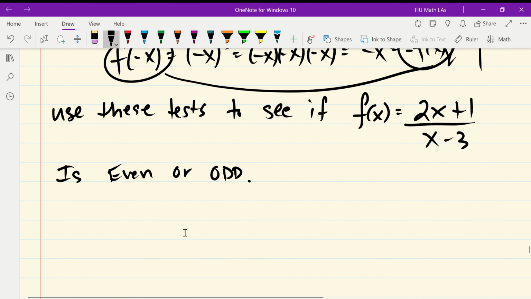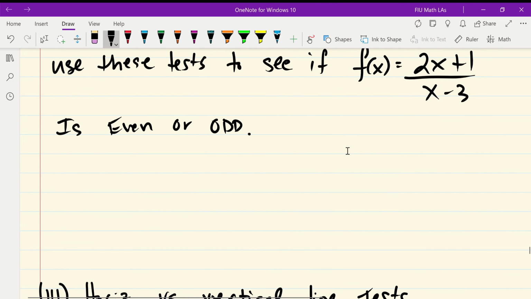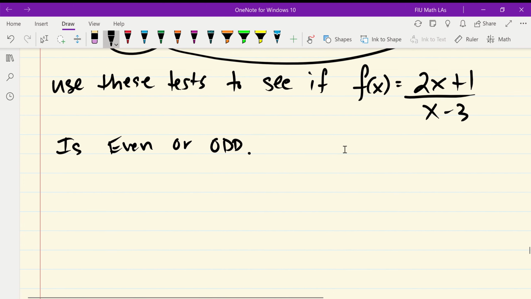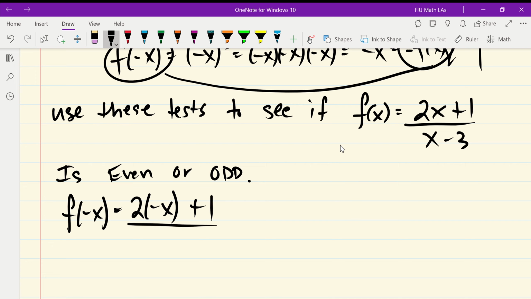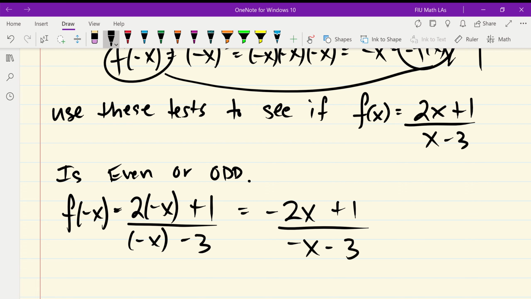And if we want to use these tests to figure this thing out, hey, is this thing even or odd? Let's go ahead and take a crack at this. So we have f of negative x. This equals 2 times negative x plus 1 over negative x minus 3. And this is going to be equal to, looks like negative 2x plus 1 over negative x minus 3. And this clearly is not equal to f of x. This is not the original function I have here, so it's not even. I can pretty much tell you that right now.